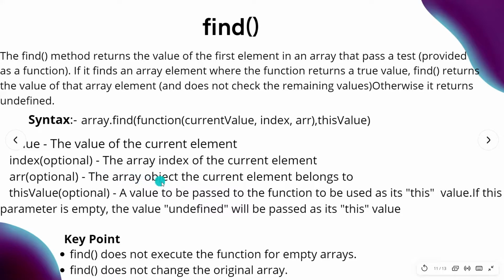The array is the array object the current element belongs to, and this value is a value to be passed to the function to be used as its this value. If the parameter is empty, the value will be undefined, meaning an undefined value will be passed as this value. Some key points regarding the find method: find does not execute the function for an empty array, and find does not change the original array. So let's see some examples in VS Code.